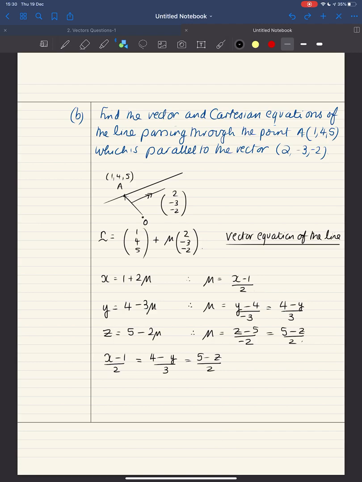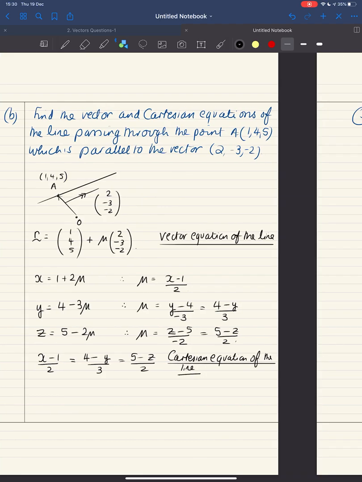Sorry, I would underline by the side here. Cartesian equation of the line. That's there. Okay, next one.